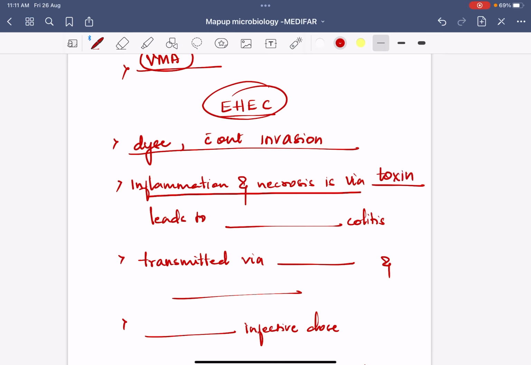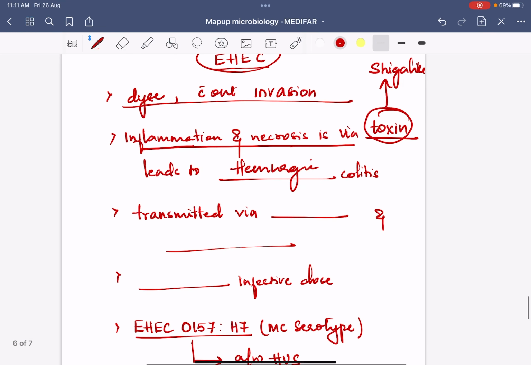Okay, via toxin. Which is the toxin? The toxin is Shiga-like toxin. Okay, toxin is Shiga-like toxin. Just this toxin itself alone causes inflammation and necrosis, leading to hemorrhagic colitis. And the other point is it is transmitted via undercooked meat and raw vegetables.